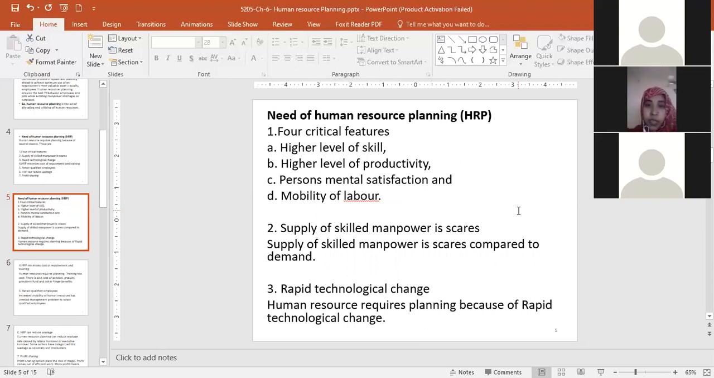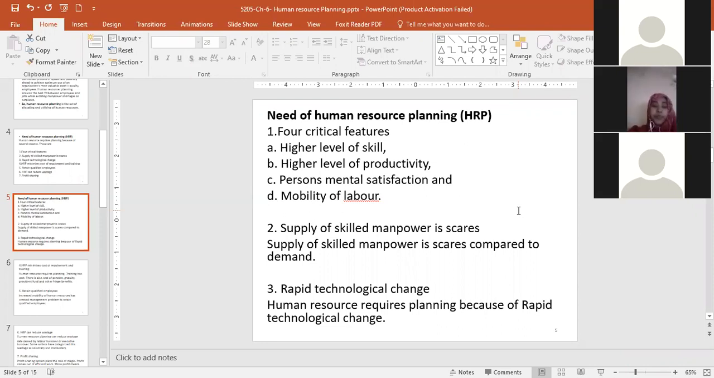And then number two is higher level of productivity. So the more a person achieves a higher level of productivity, the longer he remains on the job. Okay, number three is a person's mental satisfaction. So a person's mental satisfaction affects his productivity, and investment in human resource belongs to the individuals who may take his or her skills. Okay.